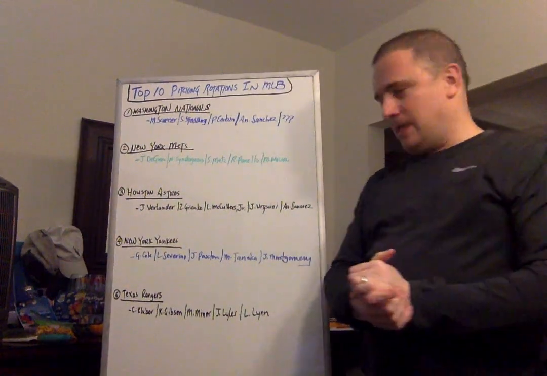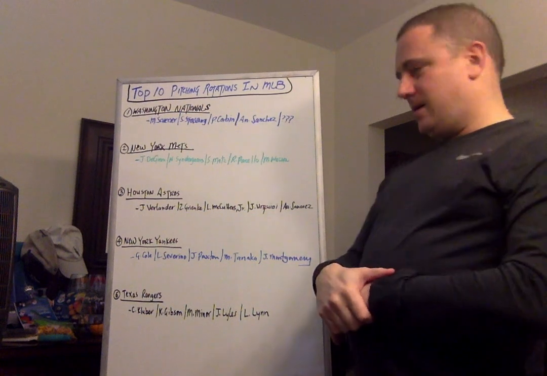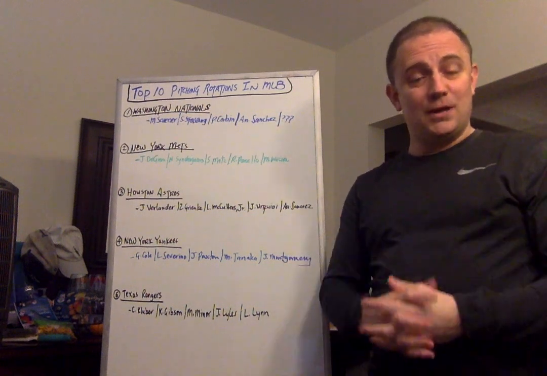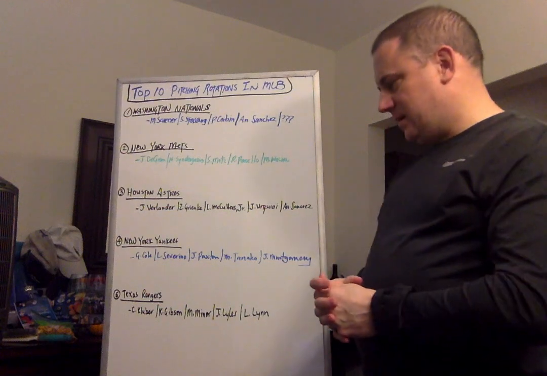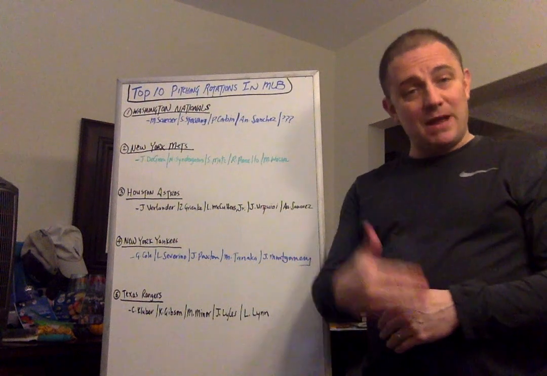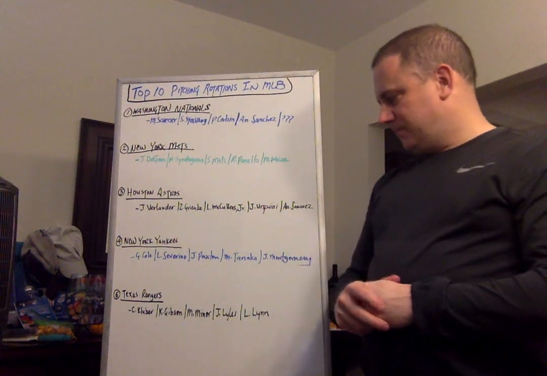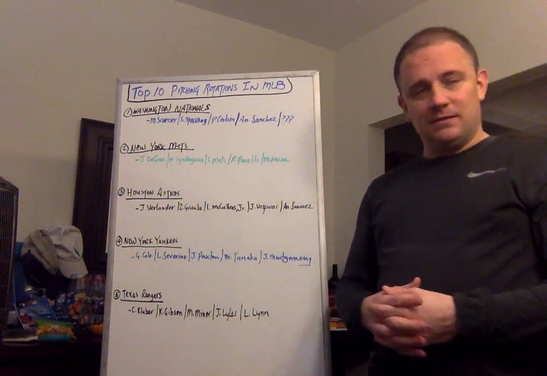Here's my top 5. Number 5, Texas Rangers. Okay. Corey Kluber, they acquired from the Cleveland Indians. It was a really good move, but I did not expect that. And they brought in Kyle Gibson. They already had Mike Minor. And they brought in Jordan Lyles. And they already have Lance Lynn.